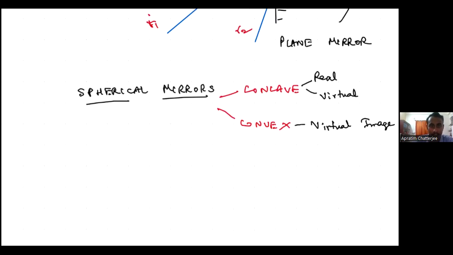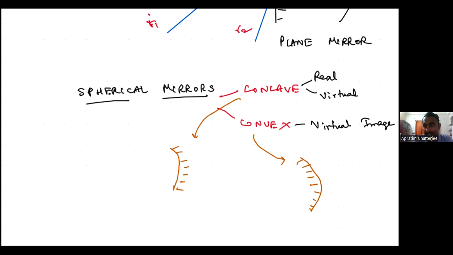Let's say the concave mirror. This is how the concave mirror looks. The inward surface of the mirror is reflecting and the outward surface is rough. But if we talk about the convex mirror, it's just the opposite. The inward surface is rough, but the outward surface is reflecting. You can imagine it like a spoon.